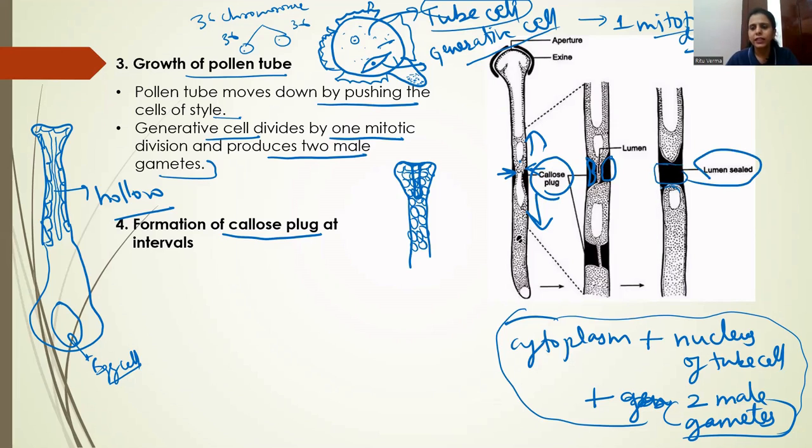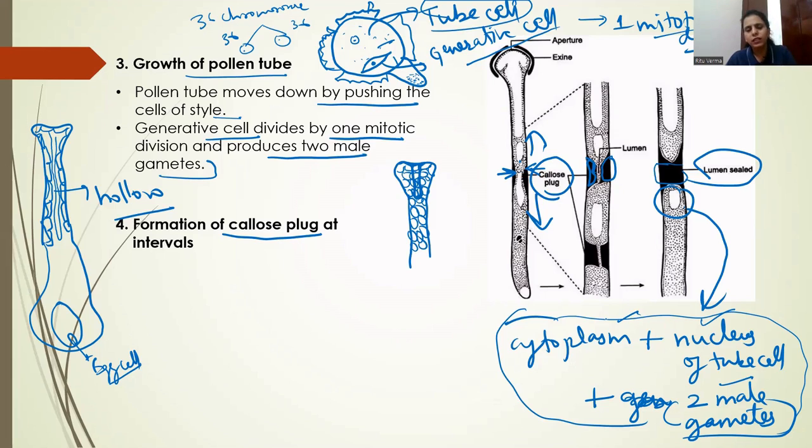Okay, and the entire content of this pollen tube is present here. So when this pollen tube is trying to grow downward, this content of the pollen tube will not go back in the upward direction. This entire content of the pollen tube, that is cytoplasm, nucleus of the tube cell and two male gametes, they all should remain together in this entire growth of the pollen tube.